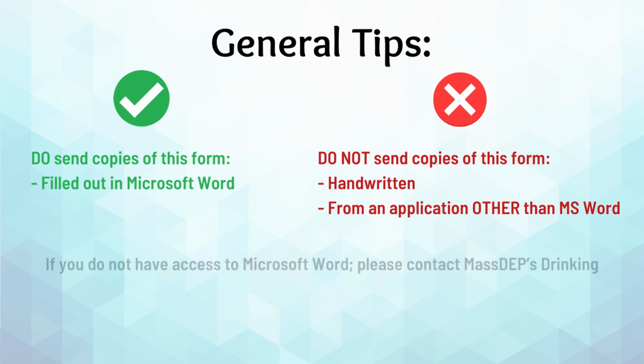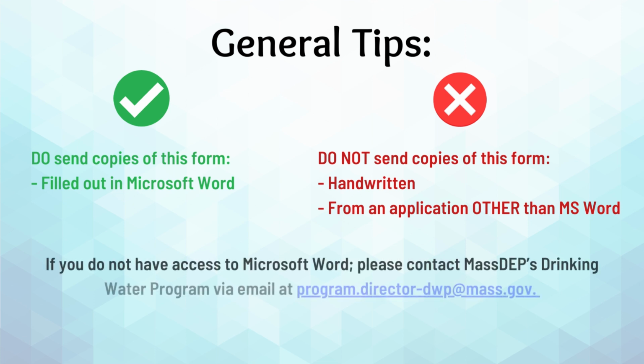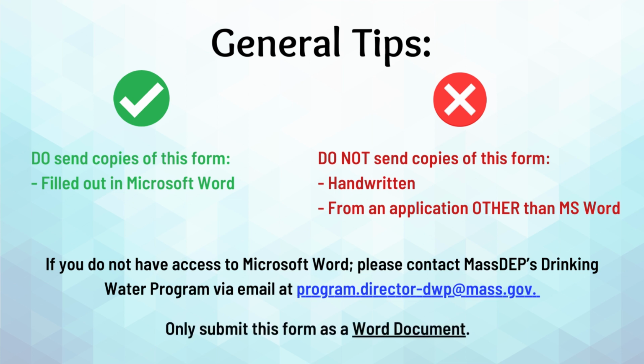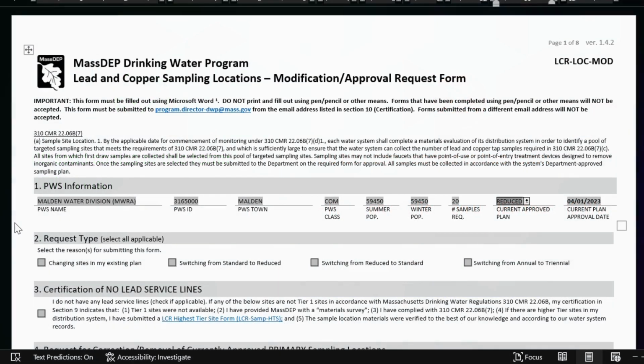an organized manner. If you do not have access to Microsoft Word, please contact MassDEP's Drinking Water Program via email at program.director-dwp@mass.gov. When your form is completed, the form should remain in Word format. Do not print this form out or convert it to a PDF when sending it to MassDEP.